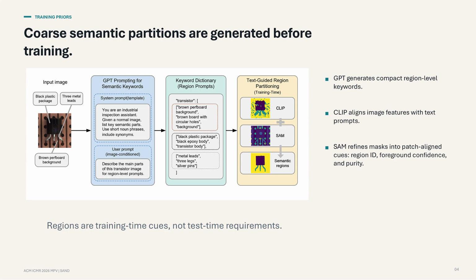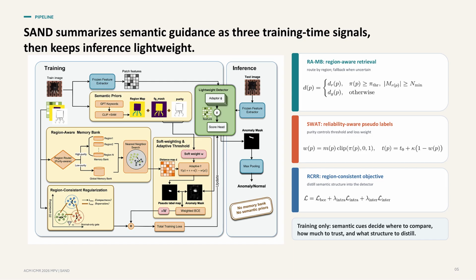These cues are not used as perfect segmentation labels. They only provide coarse region provenance. This distinction is important. SAND does not require pixel-accurate semantic masks. It only needs enough regional structure to make training signals more reliable. At inference time, all these semantic priors are removed. The full SAND pipeline can be summarized by 3 training time signals.